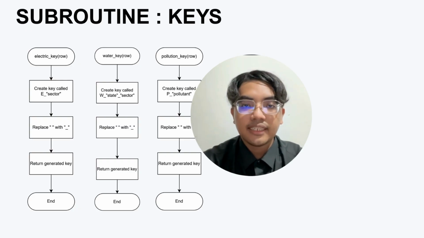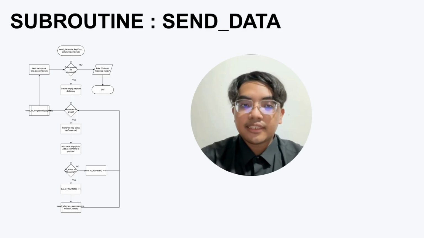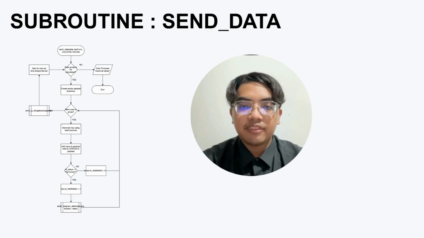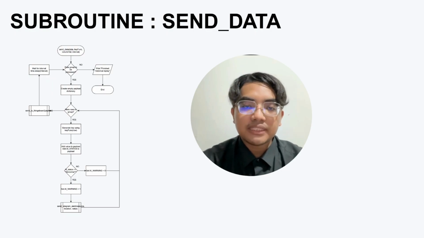Water, electric, and pollution key is to rename the data before sending it to ThinkSpot. Set data function is to send data to ThinkSpot and alerts to Telegram as mentioned before. If there are any abnormal data from the AI status, the program will send a signal to the set Telegram alert function. The data will also be sent to ThinkSpot whether it is an anomaly or a normal AI status data.